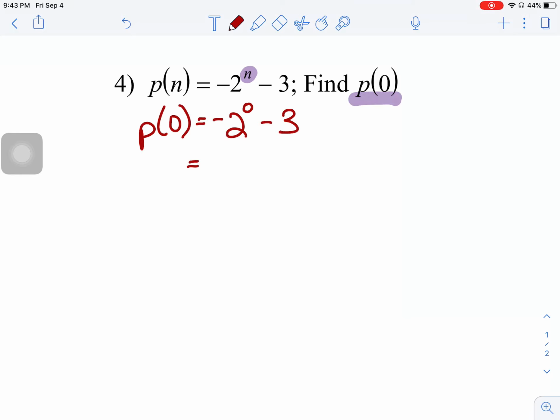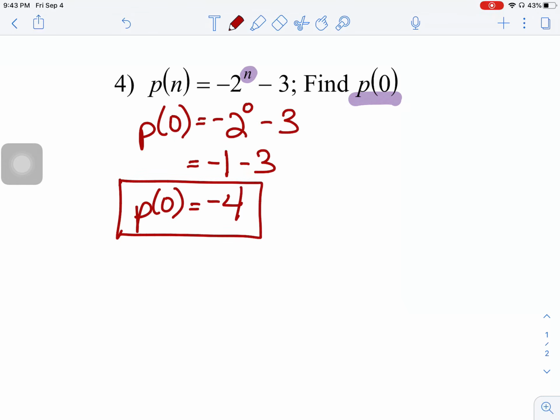If you've worked with exponent rules before, you know that anything raised to the 0 power, so 2 in this case raised to the 0 power is 1. Now be careful because this negative out front, yes, it belongs to the 2, but the power happens first. So 2 to the 0 power is 1, and then you're going to make it negative. So that turns into an overall answer of negative 4 when we finish simplifying it. So p of 0 is equal to negative 4.